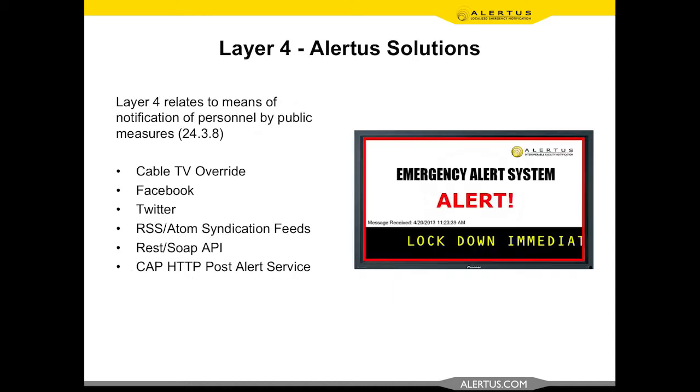Layer 4, this one's where we're able to actually reach out and hit systems that can reach a wider population, blast that message out. So as I mentioned, with cable TV override, we can interface with your campus head-end system and a lot of the emergency broadcast equipment that's required, so you can get that message out and take over your system.